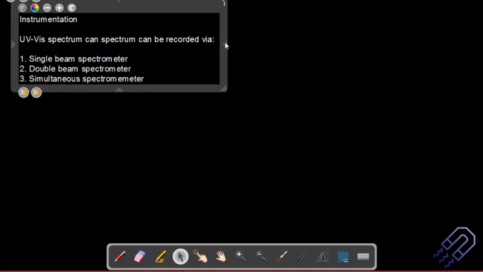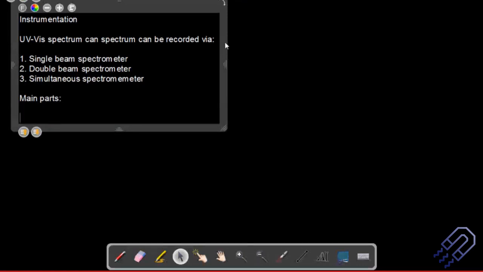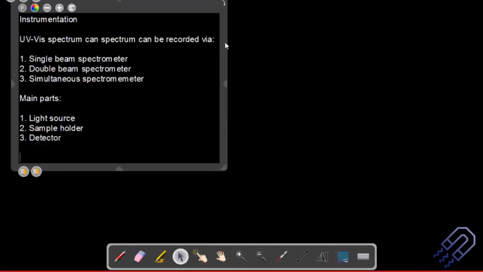If you consider the main parts of these, we basically have three. Number one is the light source, which is different for UV and for visible. For UV it is a deuterium source, and for visible light it's a tungsten source. But we'll come to that later. There is also a sample holder, the main part which is common to all three of them. And then finally we have a detector. So these parts are common.